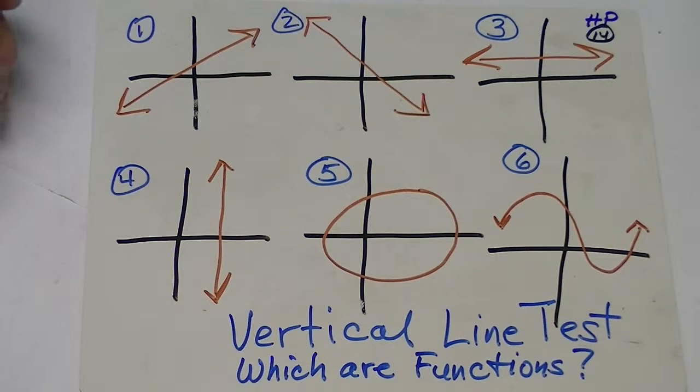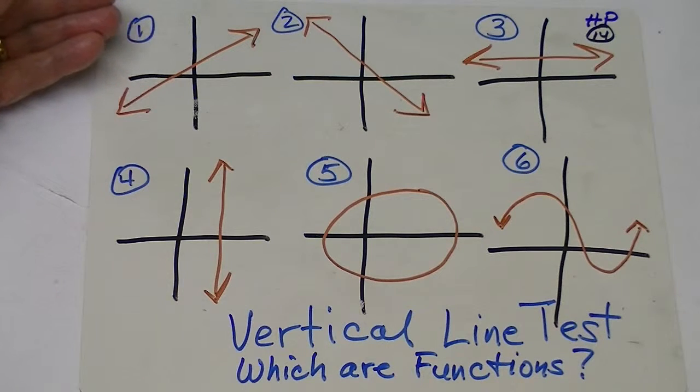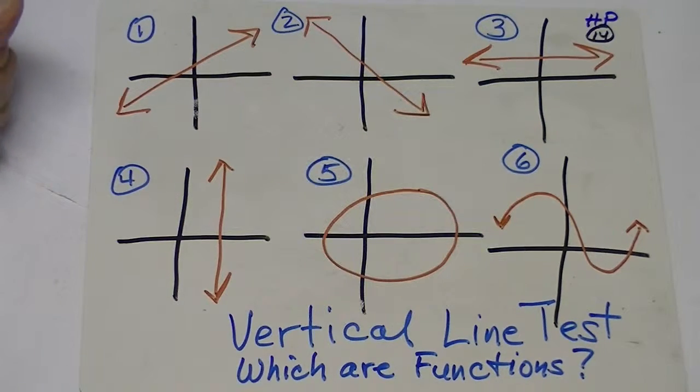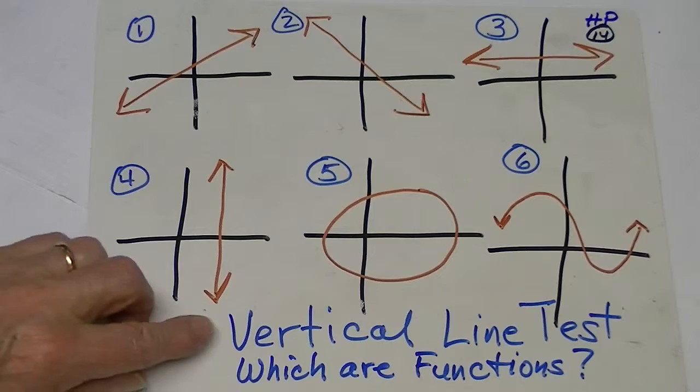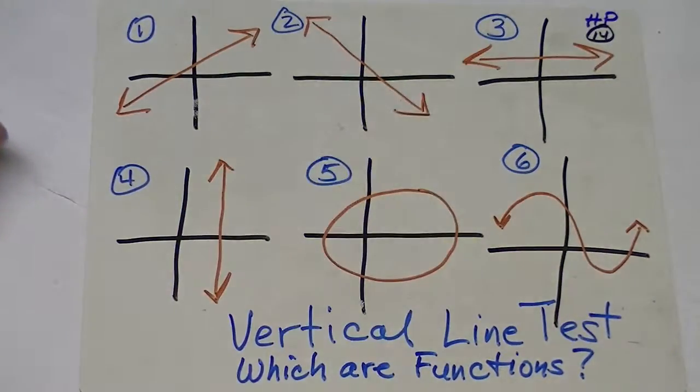So what we have here is sort of a little quiz, and it's items 1 through 6, and we're asked to determine whether these graphs represent a function or not. And the tool we're going to use for it is called the vertical line test.